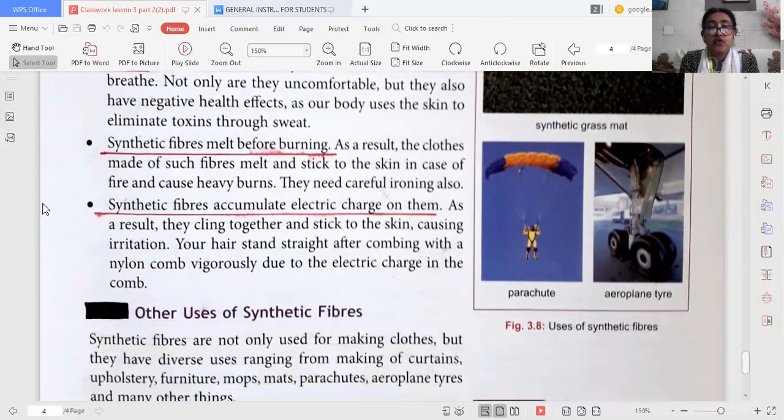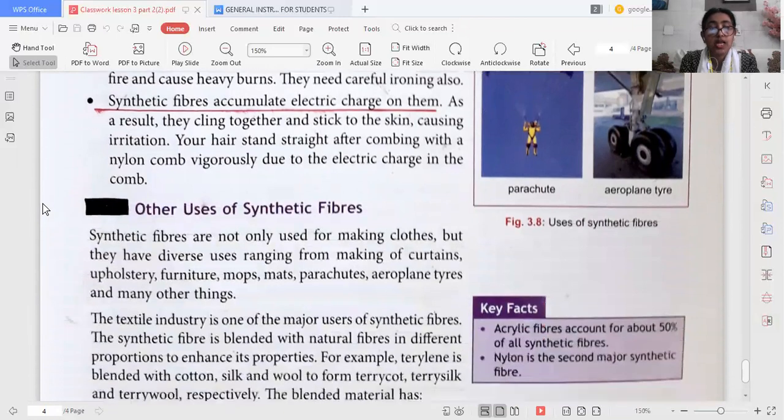And there are a few uses of synthetic fibers also. They are not only used for making clothes, but also for making curtains, furniture, mops, mats, parachutes, aeroplane tires, and many other things. Even the blended fabrics enhance the properties, because in blended fabrics, along with the synthetic fibers, the natural fiber is also there. That's why these blended fabrics enhance the properties, like Terylene blended with cotton, silk, and wool to form terrycot, terry silk, and terry wool.